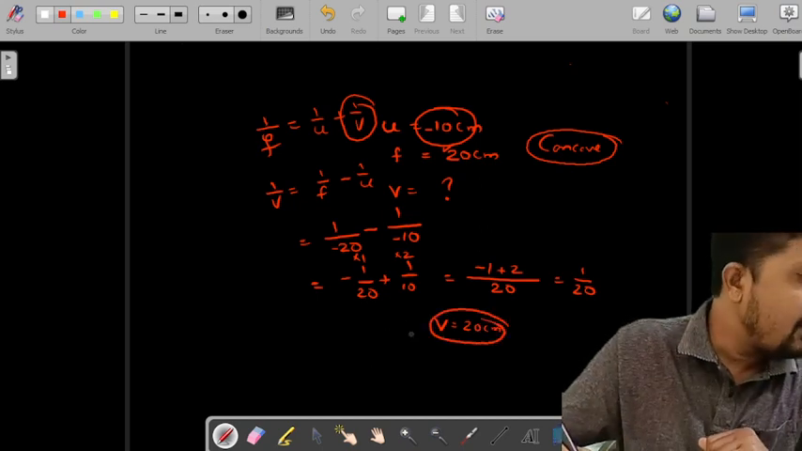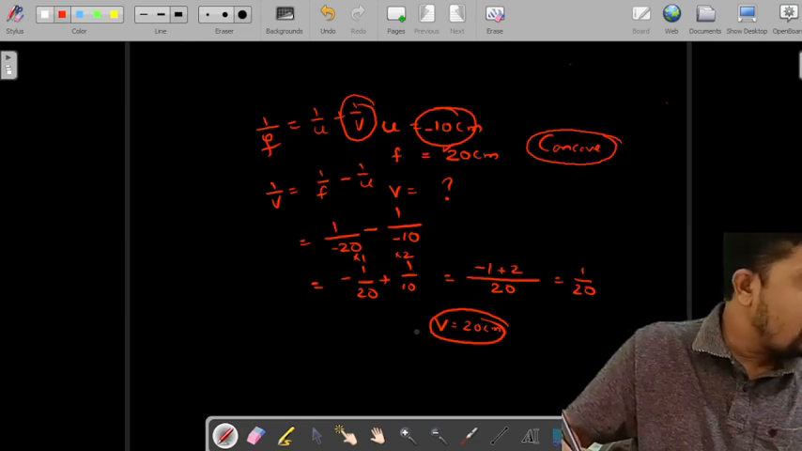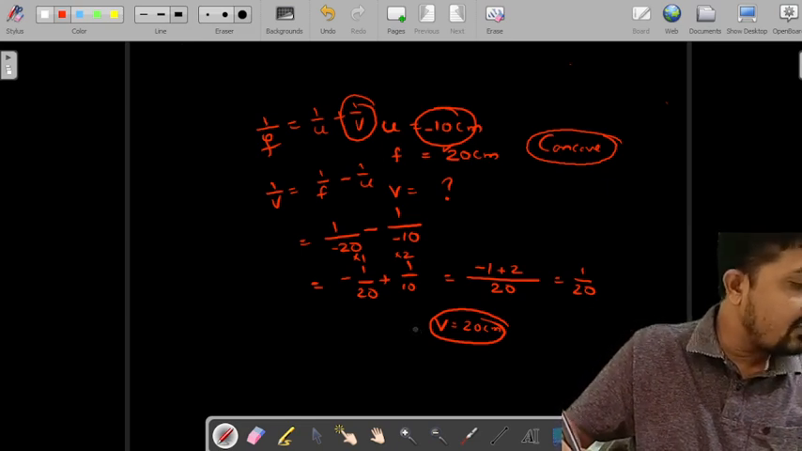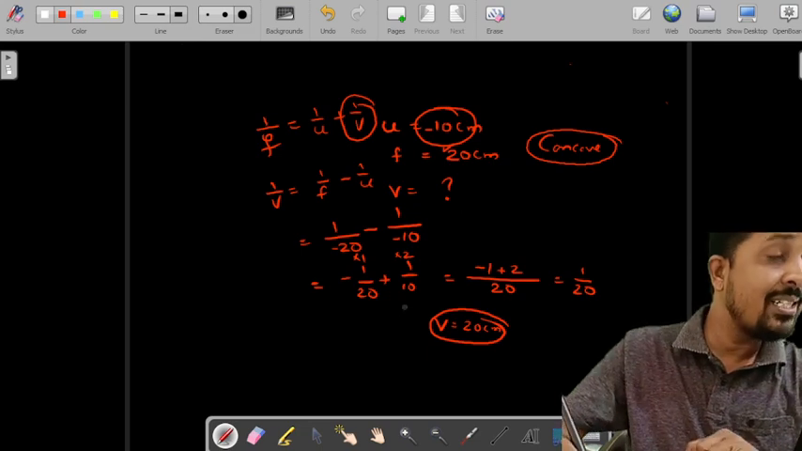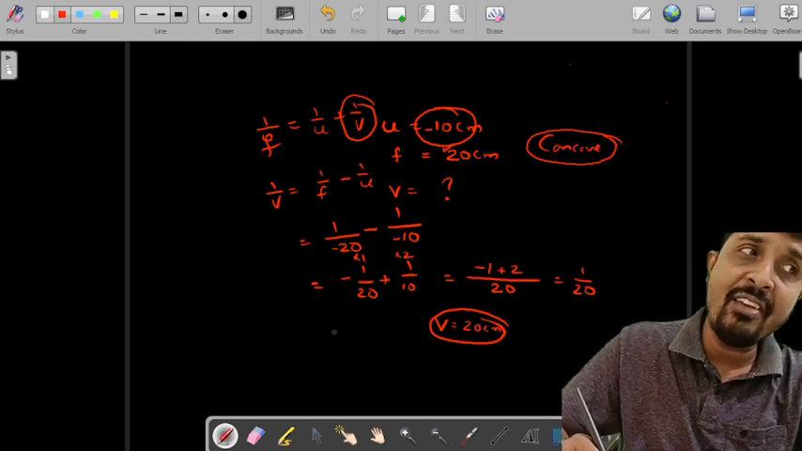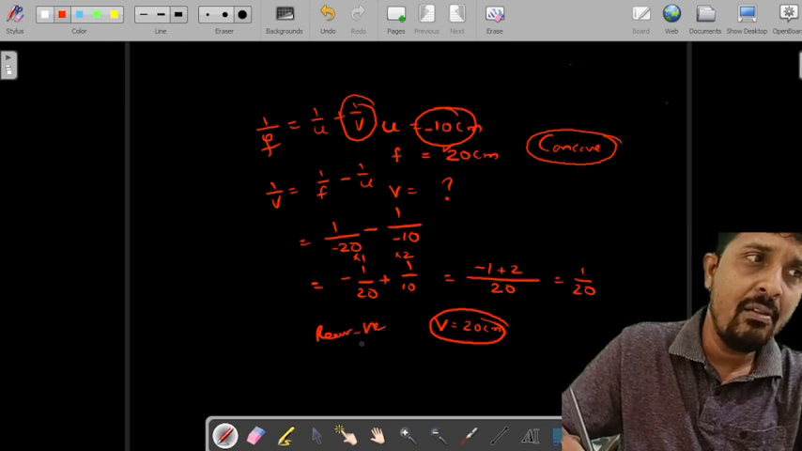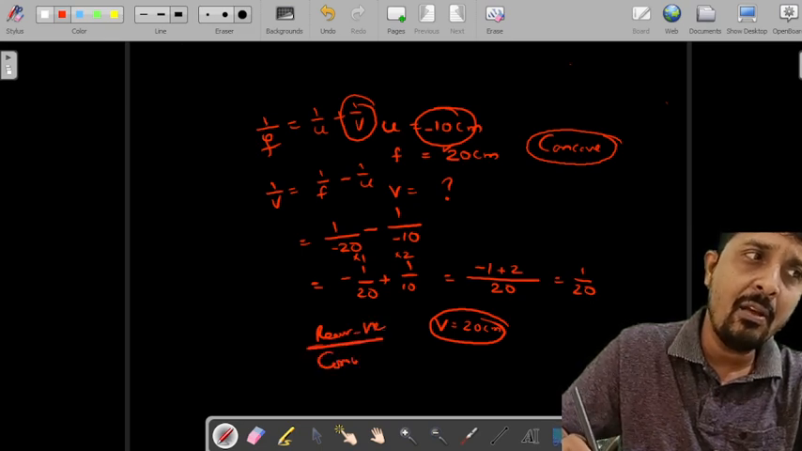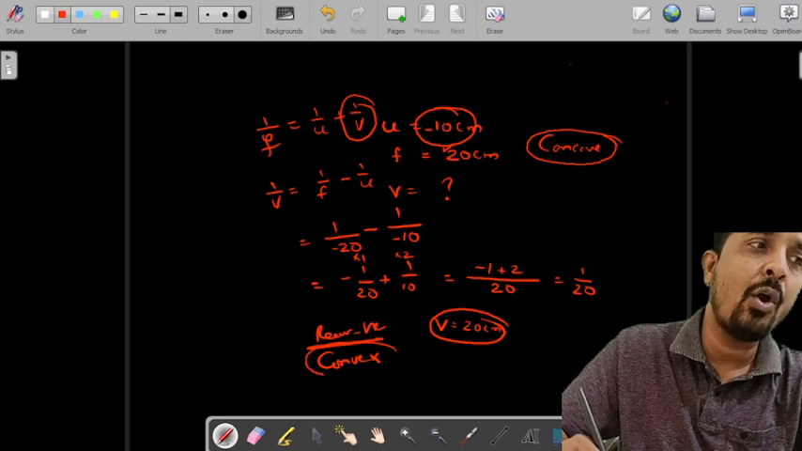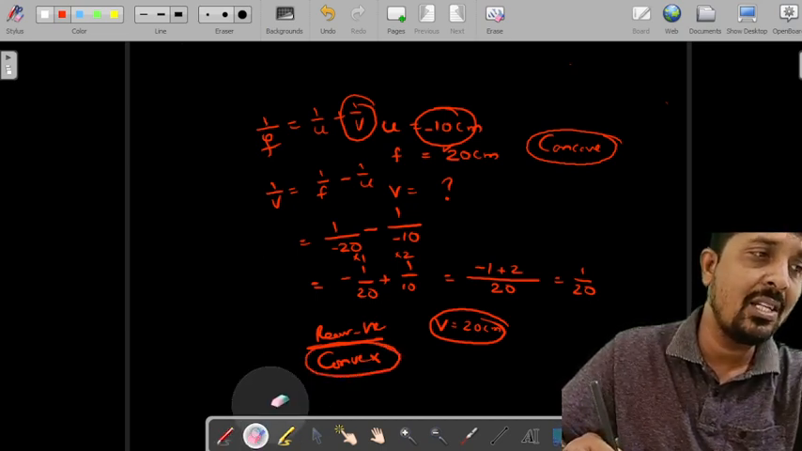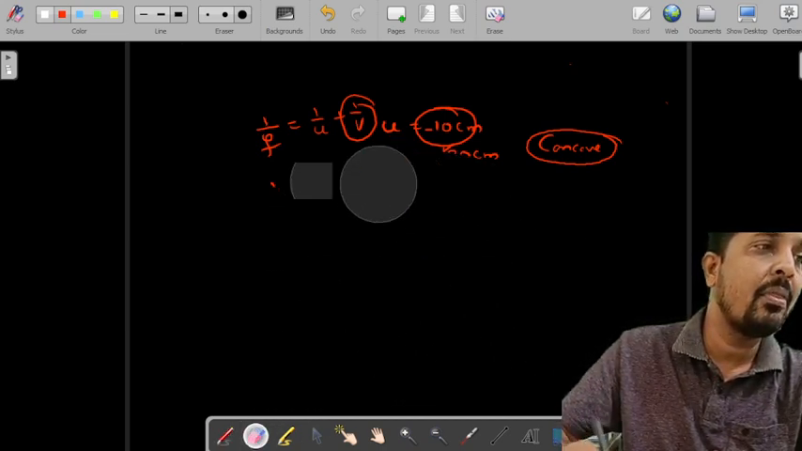Okay. Right, next one. Which mirror is called the driver's mirror? That means obviously it should be a rear view mirror. Which mirror is called a rear view mirror? Convex mirror is called a rear view mirror. So our answer is convex mirror.